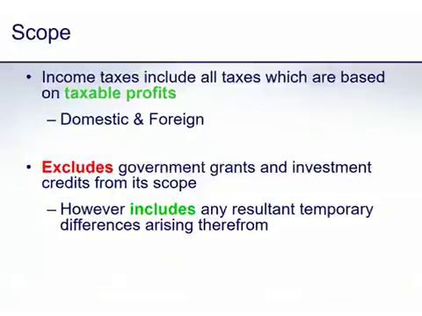The standard deals with income taxes based on taxable profits. In other words, if an amount is payable to government, which is based on taxable income, regardless of how that taxable income is calculated, it is accounted for in terms of IAS 12, and the standard deals with both domestic and foreign income taxes. It's worth noting that other payments to governments that are not based on taxable income are instead dealt with in terms of IFRIC 21, which deals with the accounting for levies.